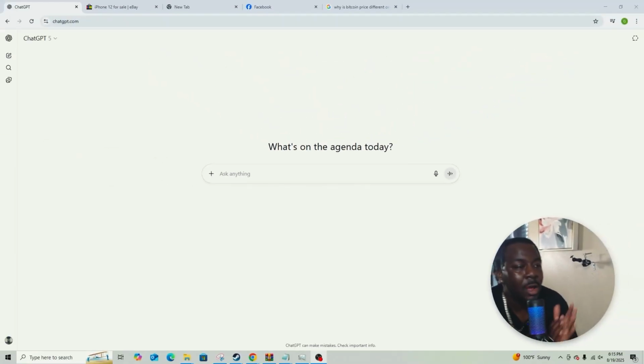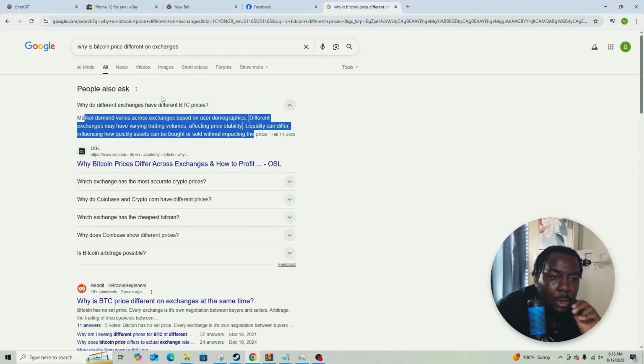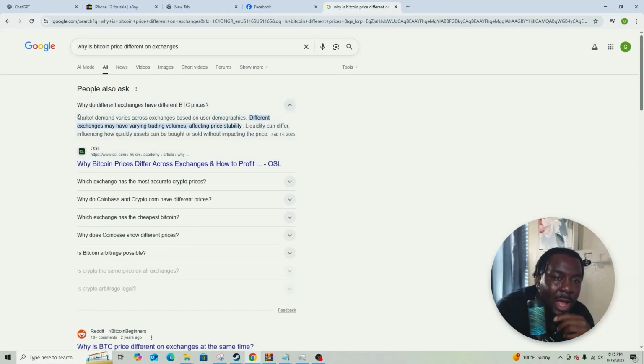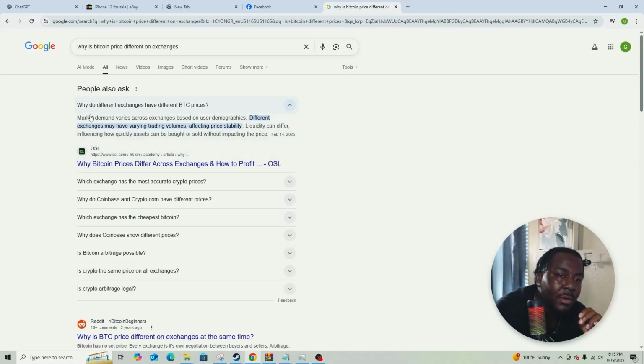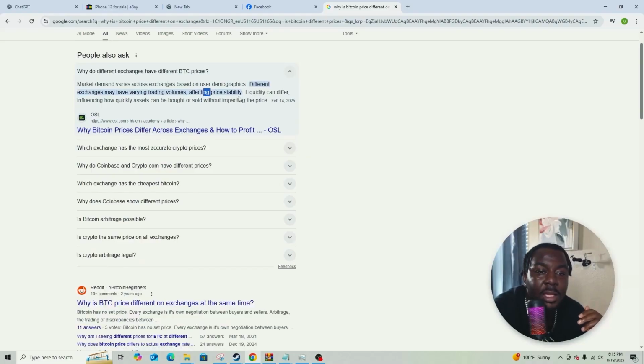All right, so now we're on to something that's blowing up, and we're talking about crypto, Bitcoin specifically. Now, I say it's blowing up, but it's been blown up. Honestly, here's a question that I always wondered, right? Why do different exchanges have different Bitcoin prices? Well, market demand varies across exchanges based on user demographics. Different exchanges may have varying trading volumes, affecting price stability. Liquidity can differ, influencing how quickly assets can be bought or sold without impacting the price.